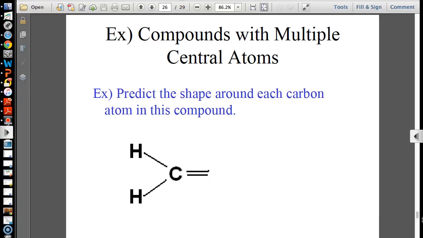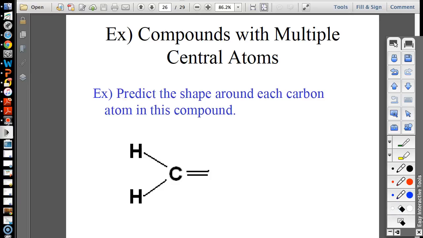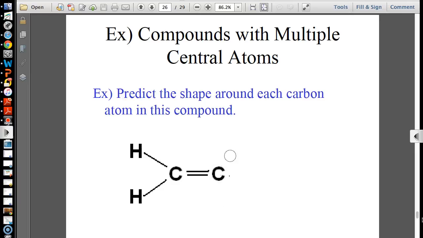So if I ask you to predict the shape on this carbon, could you do it? Does it have any lone pairs? No, so it's what? Trigonal planar, right? Isn't that really hard? No. So let's go to the next one. And so you have to do this one carbon at a time. So what would be the shape on this carbon? This middle one. What would be the shape? Yeah, it's linear. Do you see how I'm doing that? Am I doing magic tricks right now?